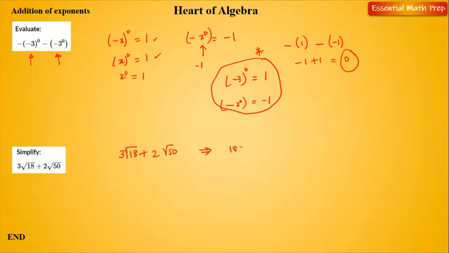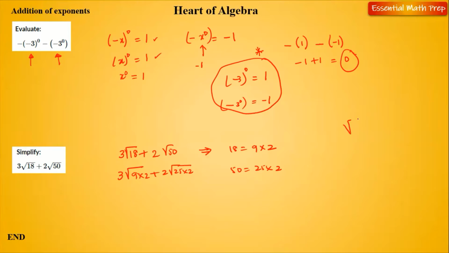So 18 could be written as 9 times 2, and 50 could be written as 25 times 2. You might be wondering why 9 times 2? Why not 6 times 3, or how else could you do it? I mean, 18 times 1. Those don't have a square root, right? Whereas here, if you substitute 3 times √(9 times 2), plus 2 times √(25 times 2).